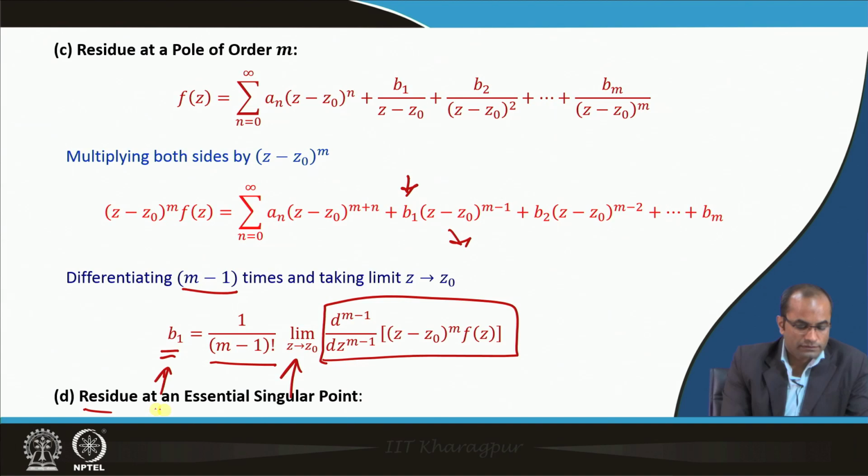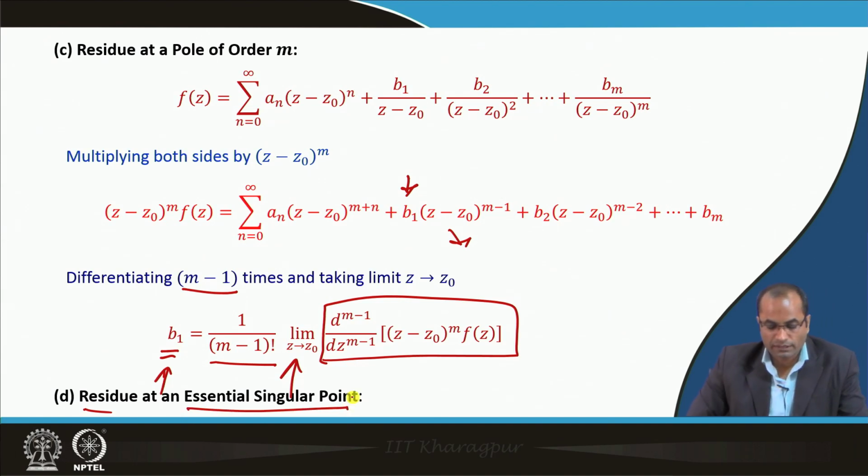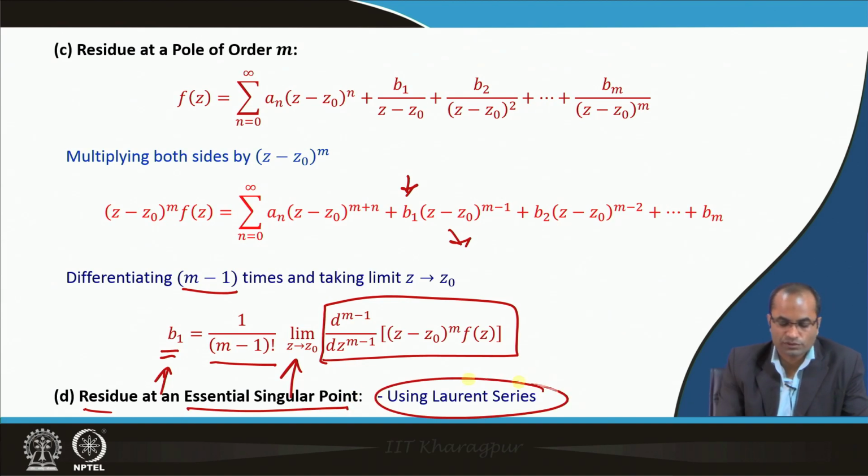Now, for the residue at an essential singular point, we basically have to use the Laurent series expansion and then get the coefficient of 1 over z minus z naught.